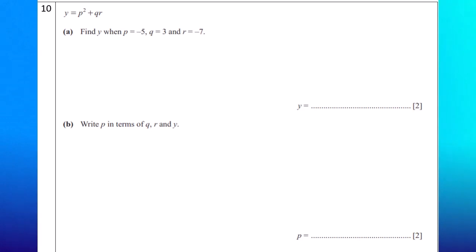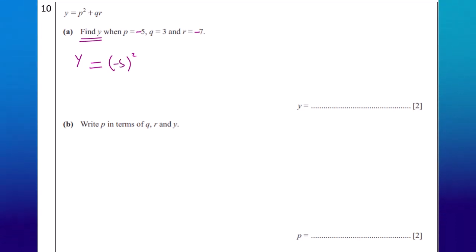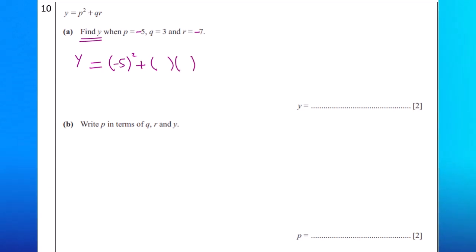Question number 10, two parts, A and B. In A part, simple substitution, but whenever you substitute, please try to substitute inside the bracket because of the negatives. Some students make mistakes in the exam. They said find y, so it means y you will keep as it is. On the other side, you have to substitute the values of p. What is p? Negative 5. Plus what is the value of q? It's given 3. So just write here 3 and r negative 7.